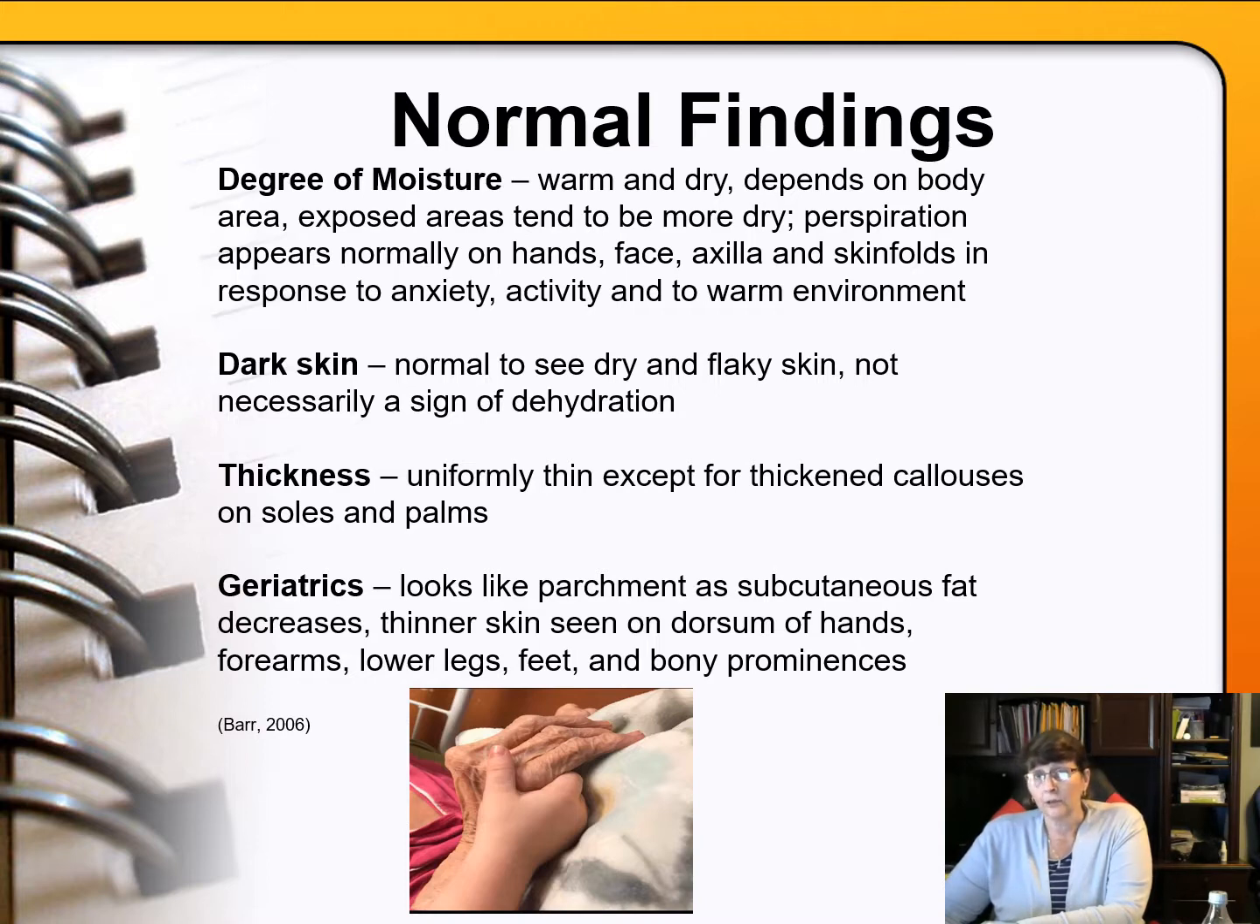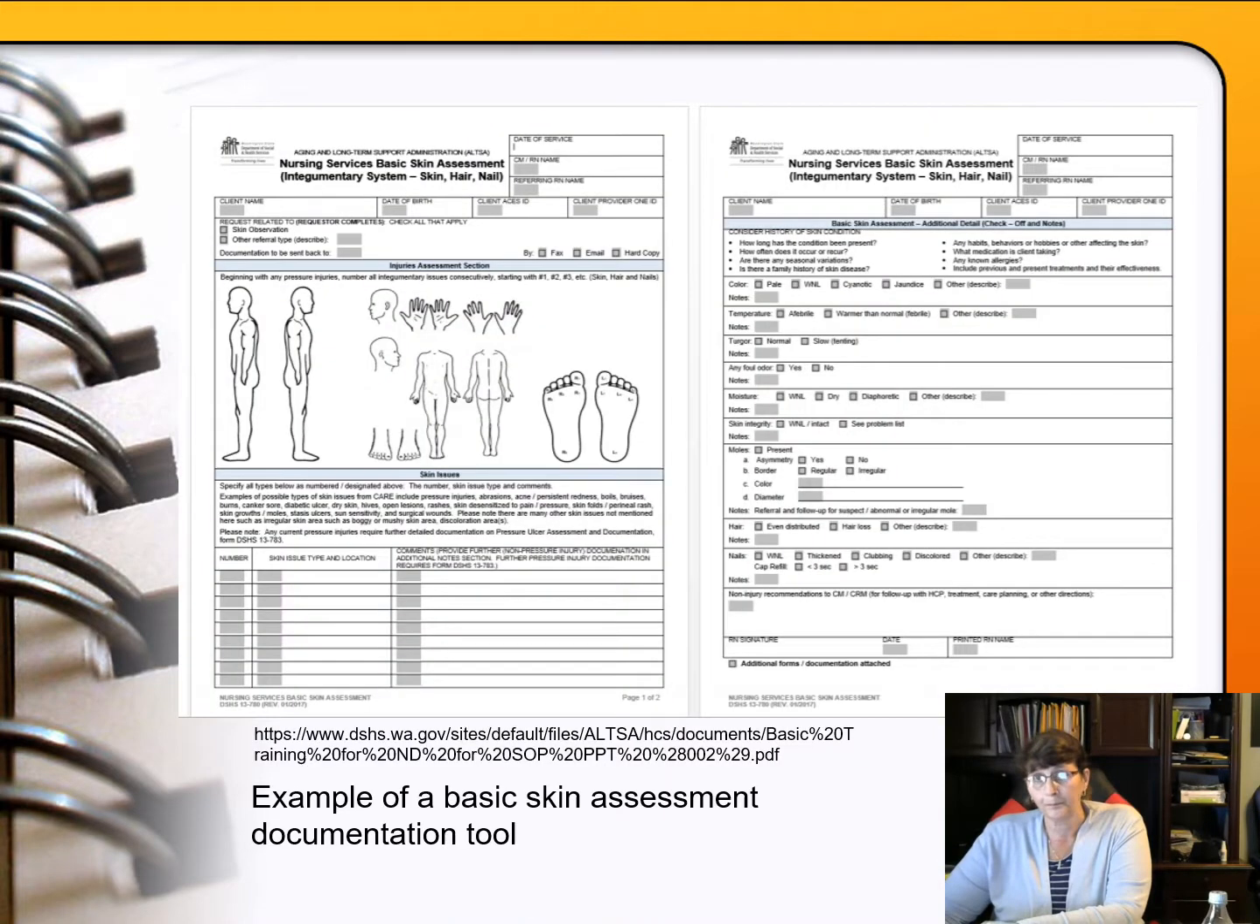And then the thickness, it should be uniformly thin except for thick and calloused areas on the soles and the palms. That's where you have your pressure areas. In geriatrics, again, looks like parchment as the subcutaneous fat decreases. It's thinner skin seen on the dorsum of the hands, forearms, lower legs, feet, and bony prominences.